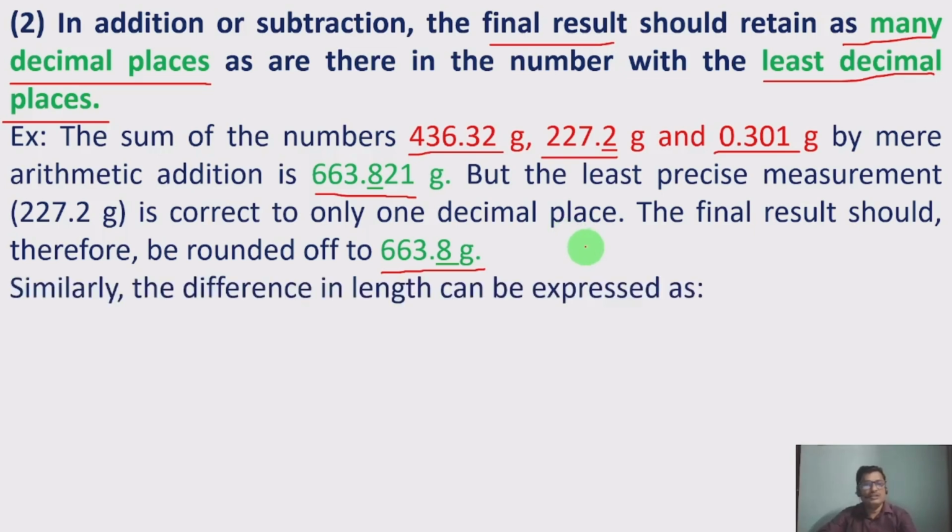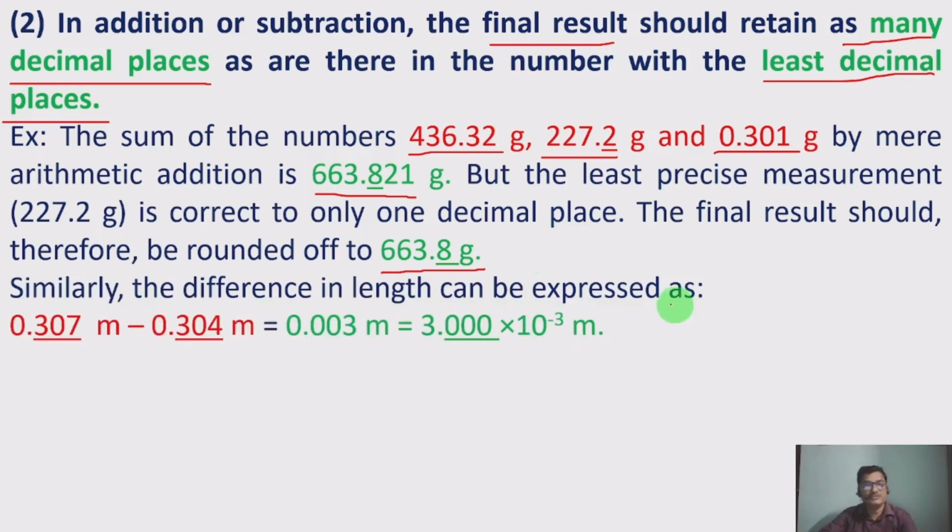Similarly, the difference in length can be obtained for the subtraction. Here, 0.307 meter minus 0.304 meter results in 0.003 meter. Here the first number has three decimal places and the second number also has three decimal places. The result we got has three decimal places.